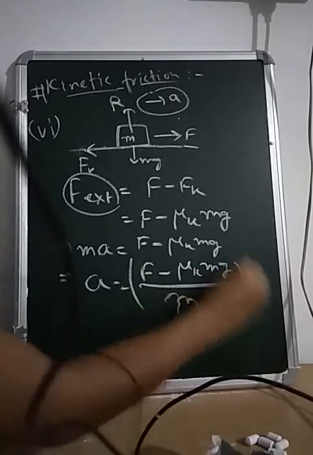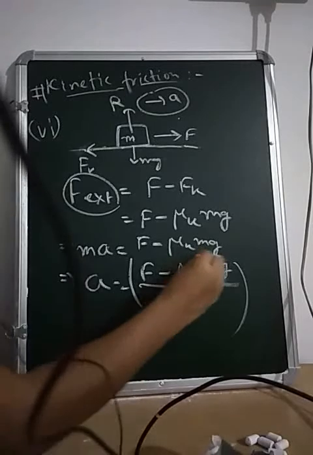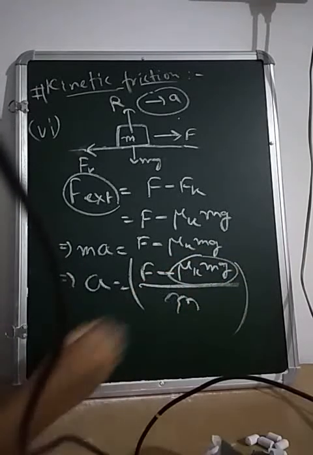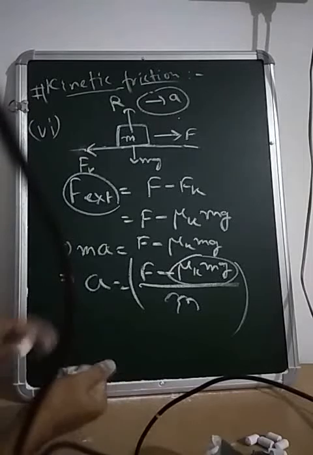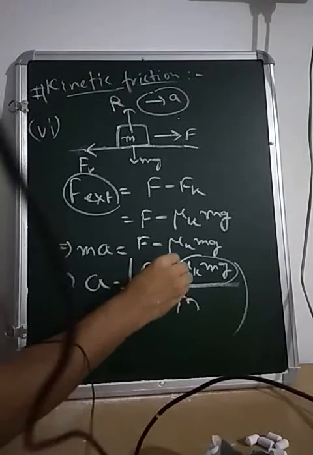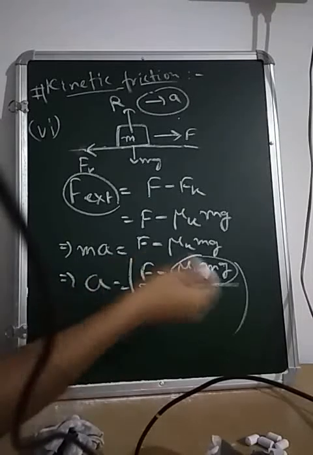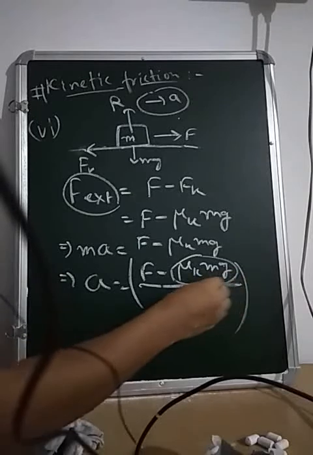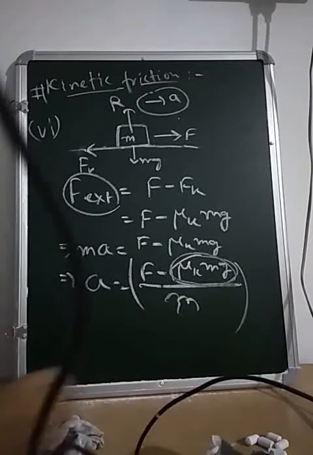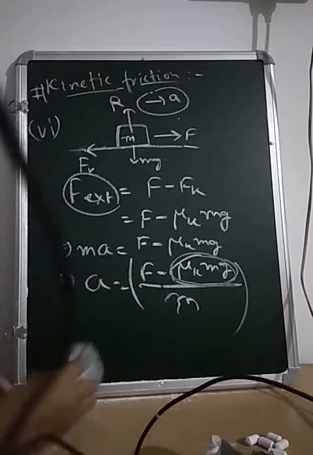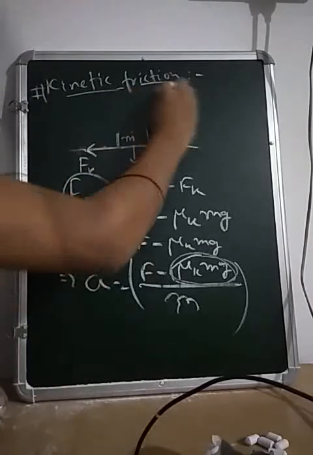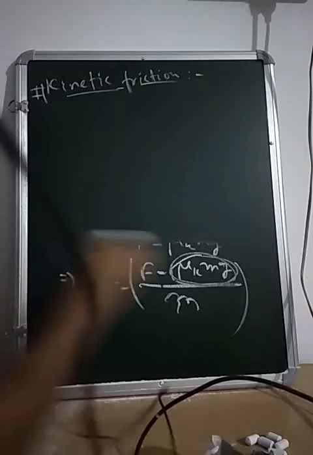So see, if you consider the frictional force, then this term will come in the expression of acceleration. Earlier we simply wrote F by m, but when friction is present, we have to bring this term in also. So this is how we calculate the acceleration of the body when there is friction between the surfaces.